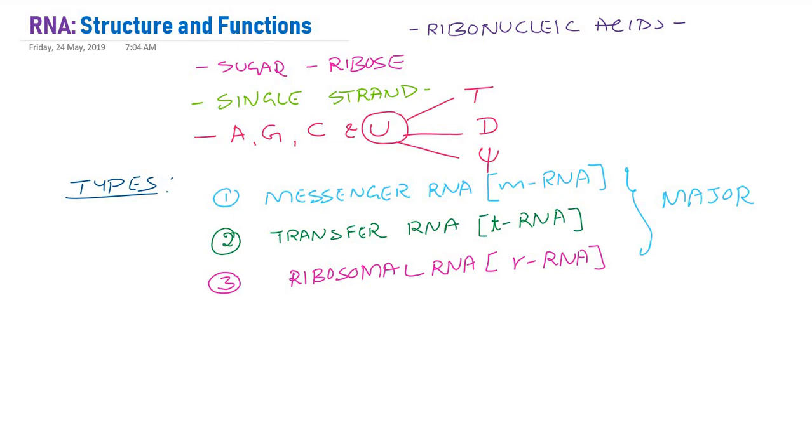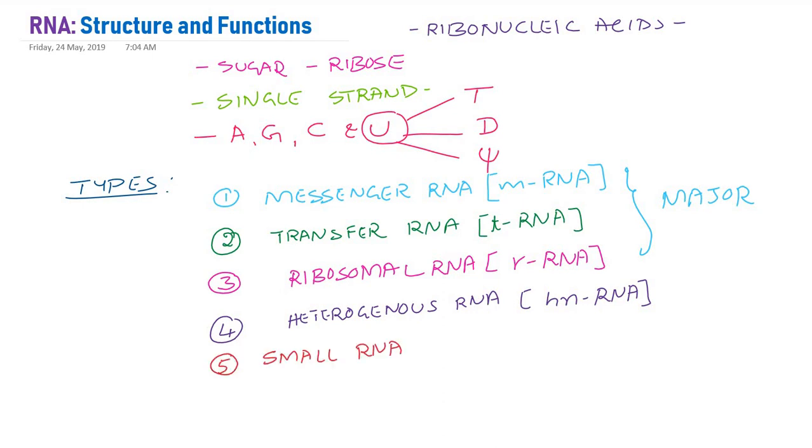Apart from this, there are many other RNAs. They are called minor RNAs, such as heterogeneous nuclear RNA, also abbreviated as hnRNA. Another type of minor RNA is small RNA. Again, small RNAs are of two types. One is small cytoplasmic RNA and another is small nuclear RNA. So these are small RNAs. One is present in the cytoplasm, another is present in the nucleus.